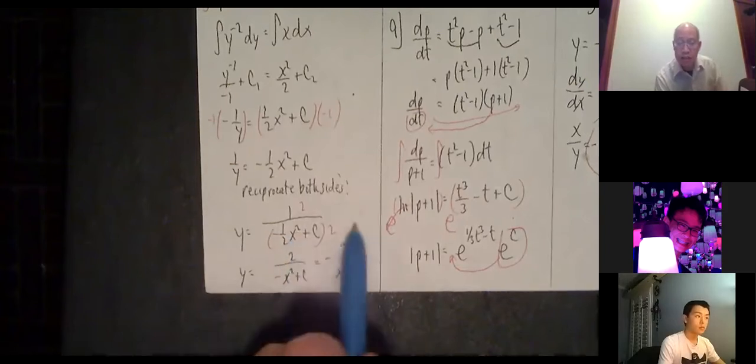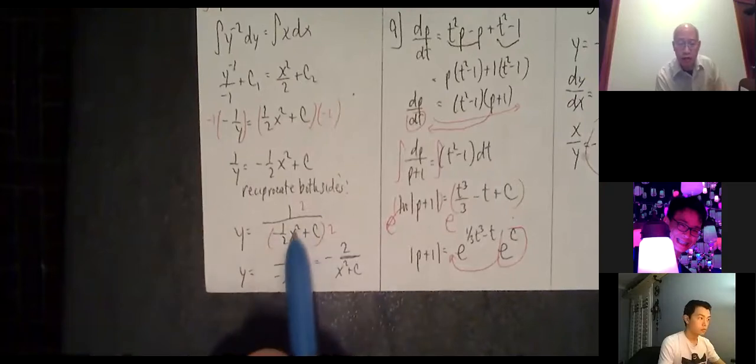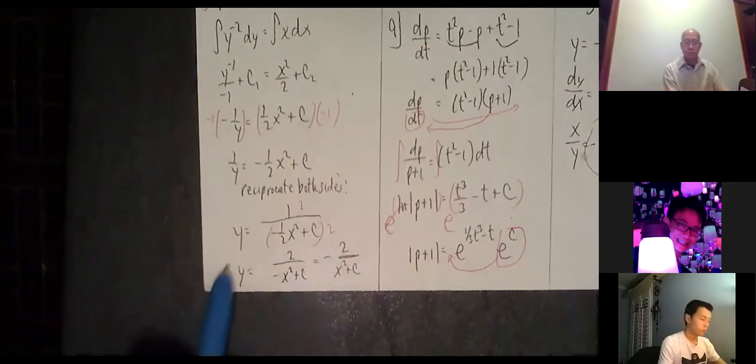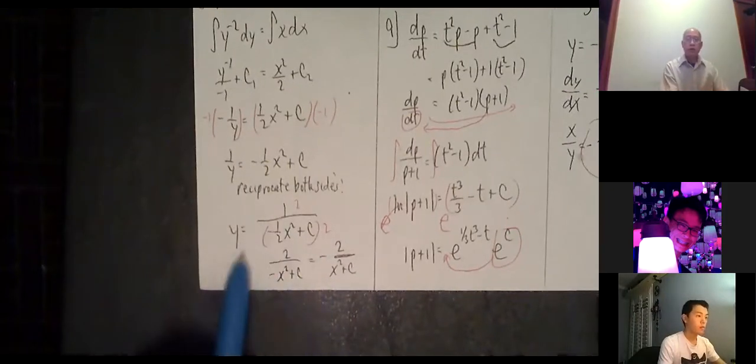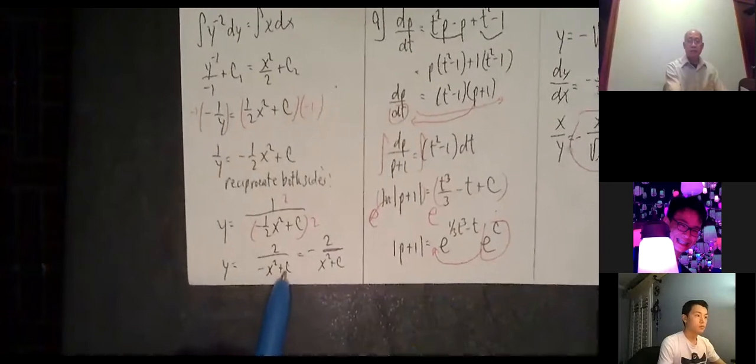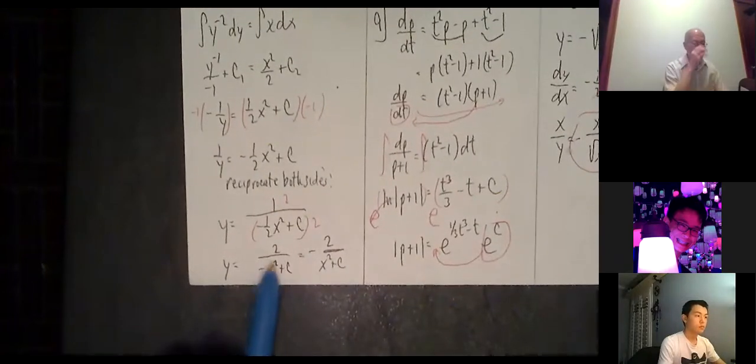In this particular case, the plus c isn't hanging off to the side over here like we're used to. It's now part of the denominator. Just to make it look nicer, multiply top and bottom by 2. So y is equal to 2 over negative x squared plus 2c. And again, 2c is just c. This is an acceptable answer, but maybe it looks a little bit nicer if you factor out the negative 1 and put it like that. So negative 2 over x squared plus c. So that's my answer.